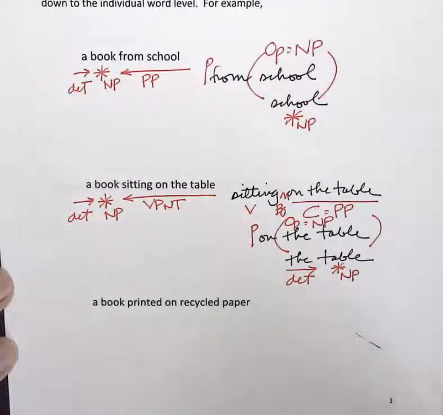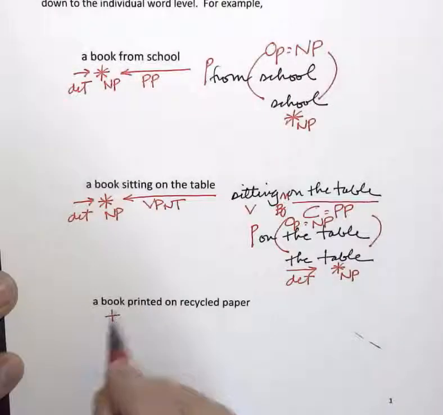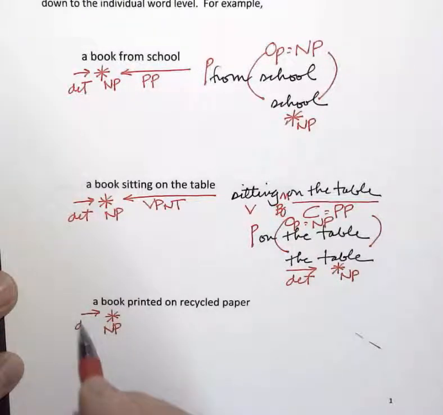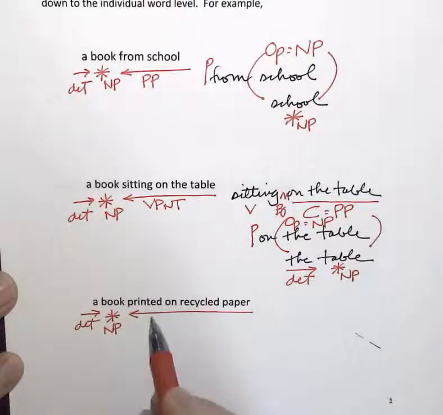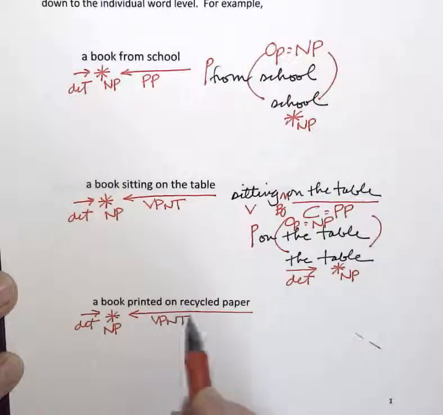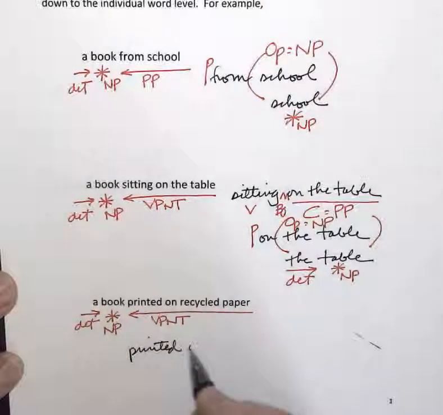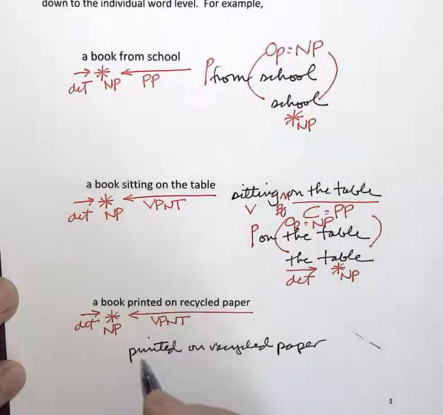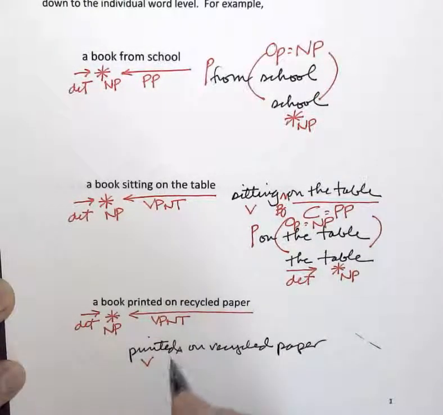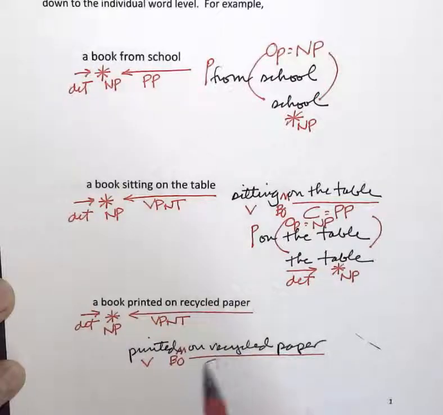A book printed on recycled paper, noun phrase, book is the head, that's our noun phrase. A is a determiner. Printed on recycled paper is a modifier. It's a verb phrase, no time. Let's rewrite the verb phrase. Printed on recycled paper. Treat it like a Y verb phrase. Verb, particle, object place, empty. On recycled paper is a complement.